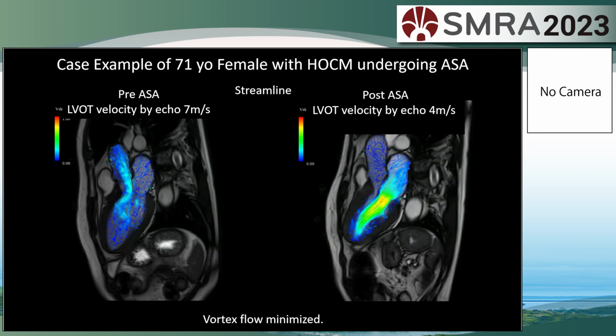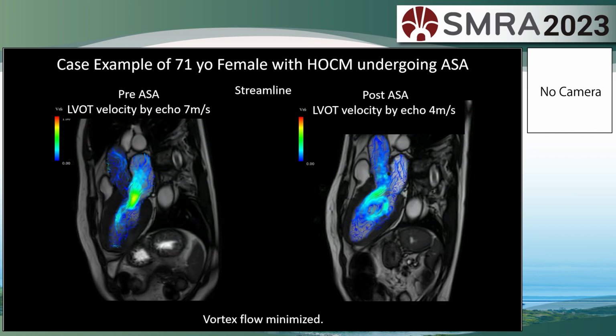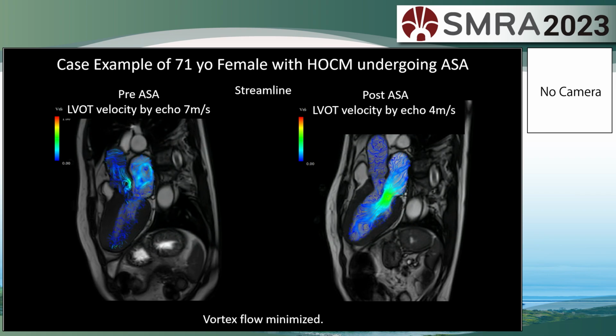And this is an example whose alcohol septal ablation was successful with significant reduction in LVOT velocity by echocardiogram. On the left image, you can see significant vortex flow in ascending aorta, sinus of Valsalva, and left atrium. And on the right image, after procedure, those vortex flows are reduced or disappeared.